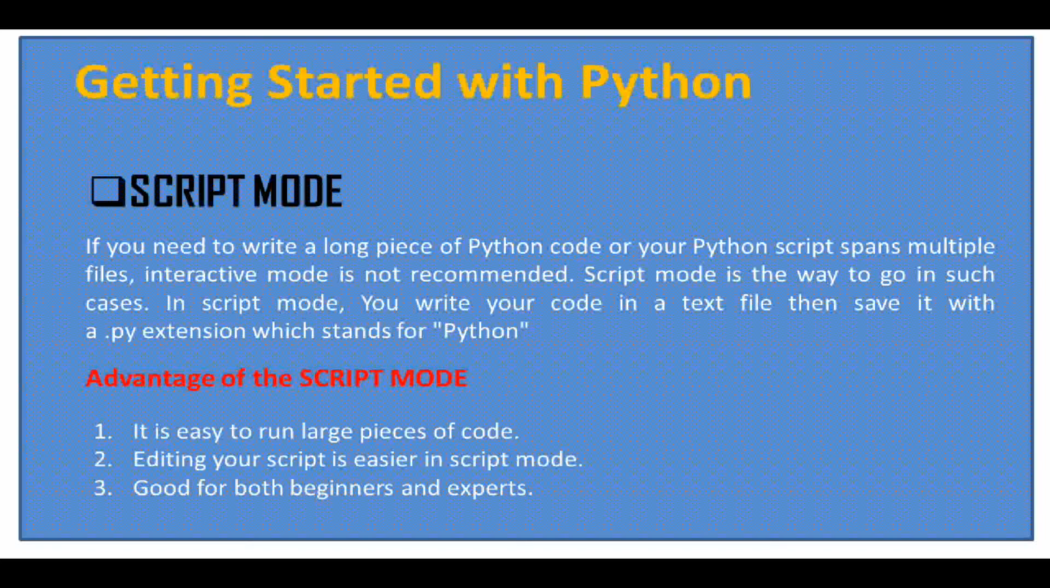Now, how can you write programs in Python? Ideally, you can use script mode. Script mode is where you can write a long piece of code in your program which spans multiple files. Interactive mode is not recommended for that. Script mode is the way to go in such cases. In script mode, you write your code in a text file and save it with a .py extension, which stands for Python. Script mode makes it very easy to run large pieces of code.